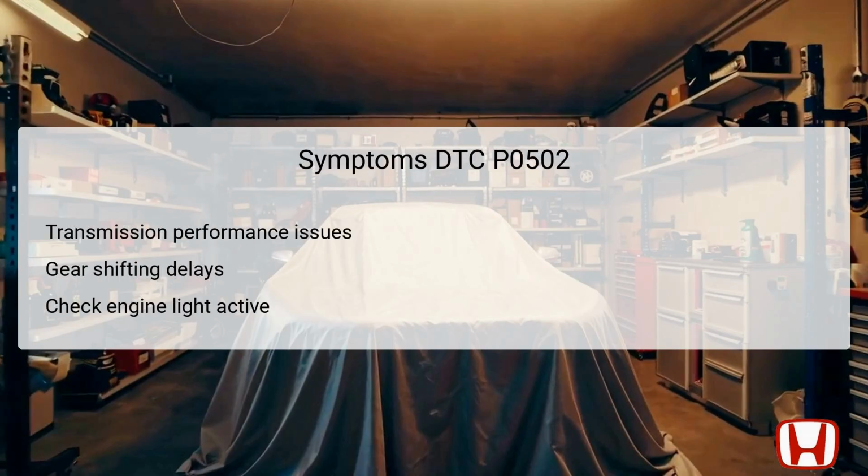The DTC P0502 may lead to various noticeable symptoms that drivers encounter. One common symptom is transmission performance issues, where drivers might experience rough or erratic shifting. This can manifest as hesitation or delays, especially during acceleration, as the TCM struggles to receive accurate speed data. Additionally, the vehicle may exhibit shifts that feel harsh or unexpected, causing uncertainty in drivability.